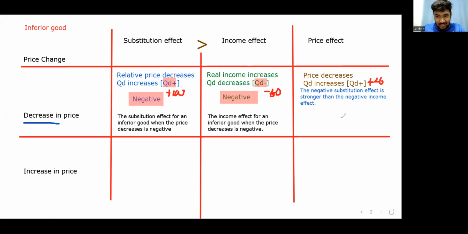So then I'll just remove these numbers because it looks bad. But if you want, I'll write these numbers in this one. So maybe here it's a plus 100, right? Here, let's say it's a minus 60. So overall, QD has increased by plus 40.